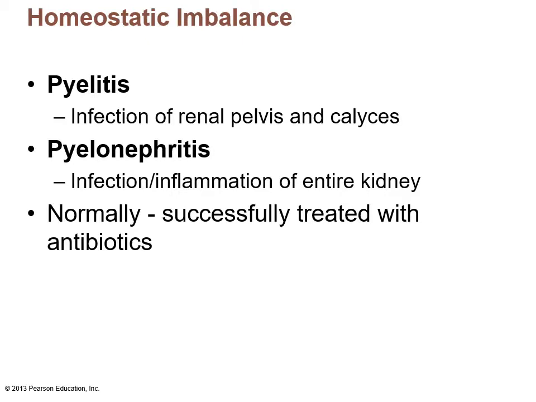So, a homeostatic imbalance of the kidneys. Pyelitis is an infection of the renal pelvis and the calyces. And if the infection radiates through the entire kidney, then that's called pyelonephritis. Because most of your nephrons, those are your filtration units that we're going to talk about in a minute, are located in the cortex. So that's an infection or inflammation of the entire kidney. Kidney infections are normally successfully treated with antibiotics.